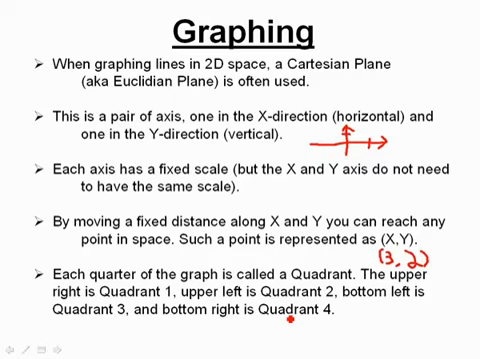Each quarter of the graph is called a quadrant. The upper right is quadrant 1, the upper left is quadrant 2, bottom left is quadrant 3, and bottom right is quadrant 4. So if you think about it, you're moving counterclockwise. You start here, and you move counterclockwise around to number the quadrants. Simple enough.